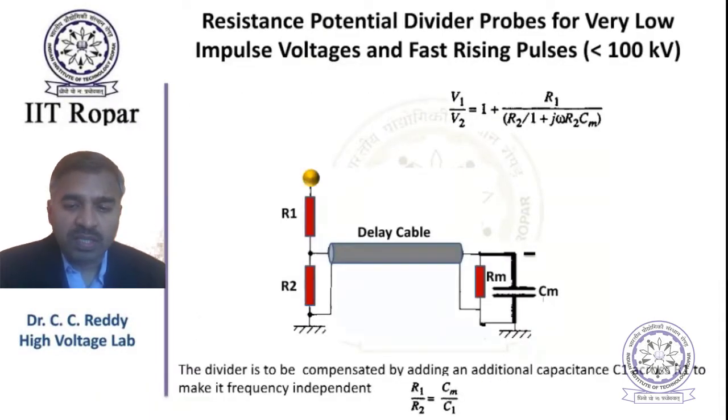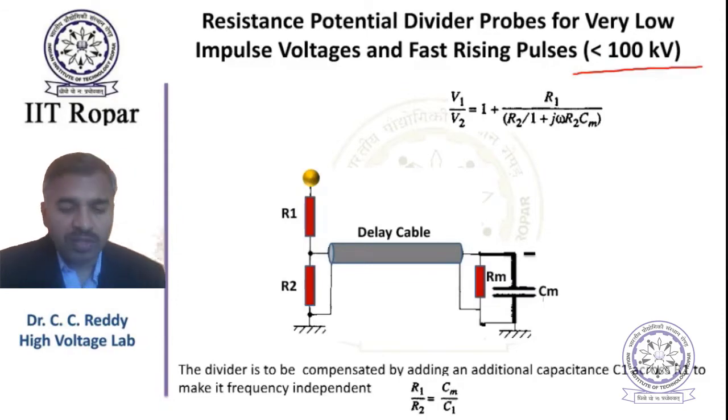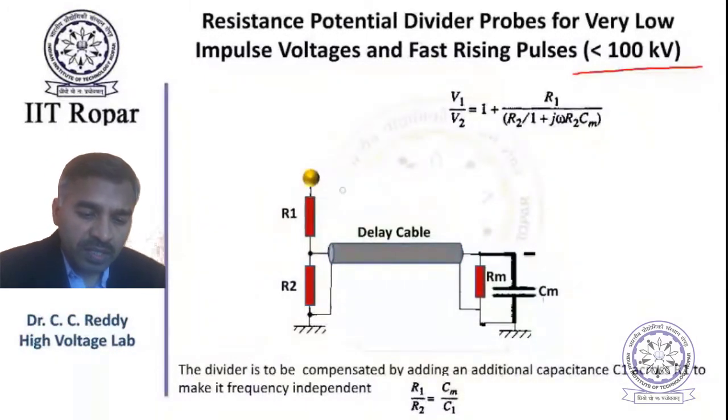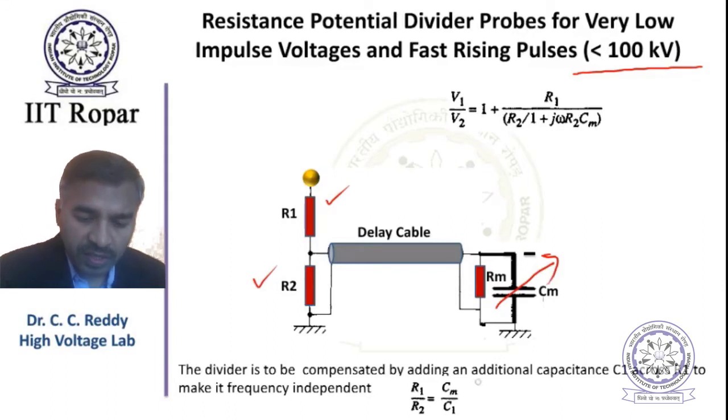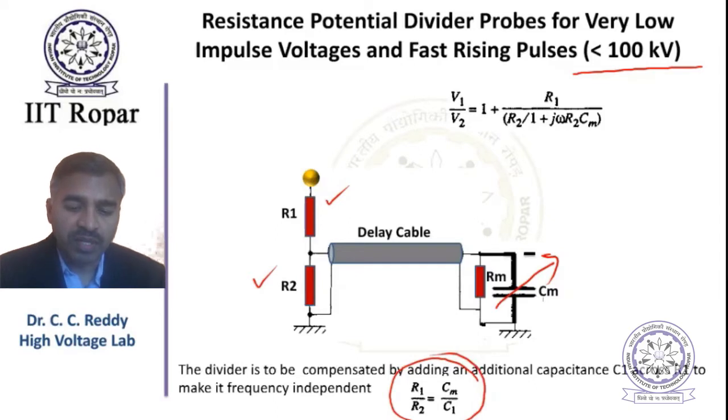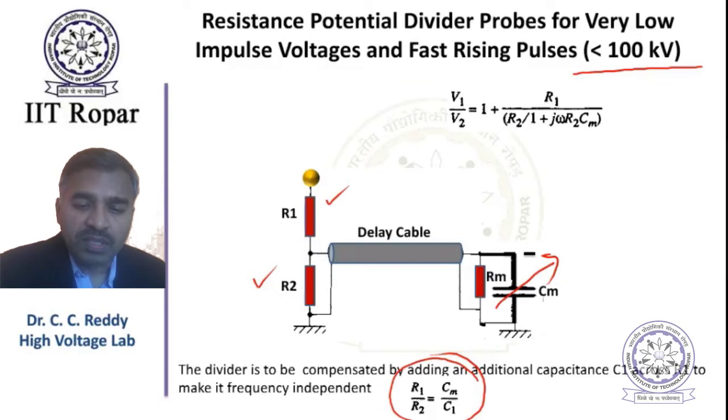Now, this was the low voltage impulse divider for measurement less than 100 kilovolts. In the range of 50 to 80 kilovolts, they are available. In this case, this was a single unit resistor, and compensation can be done by using capacitors C1 and Cm, which can be varied to adjust such that R1 by R2 equals Cm by C1, so that it becomes independent of the frequency. This was discussed in the last class.